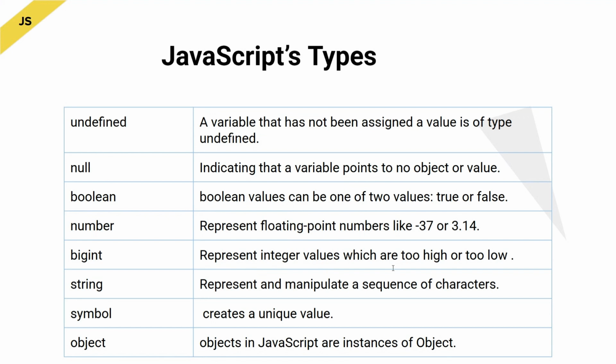JavaScript is a dynamically typed language. This means you don't need to mention the type of a variable when declaring it. JavaScript automatically decides and converts data types as needed while the program runs. We will look at a live demo of each type with examples.